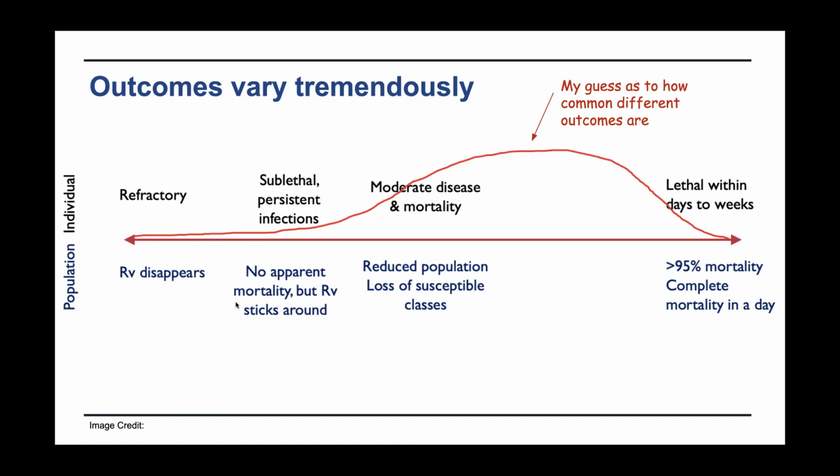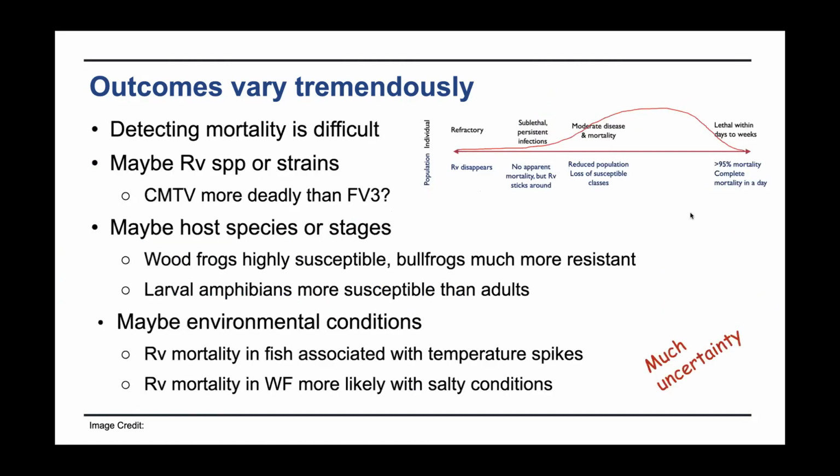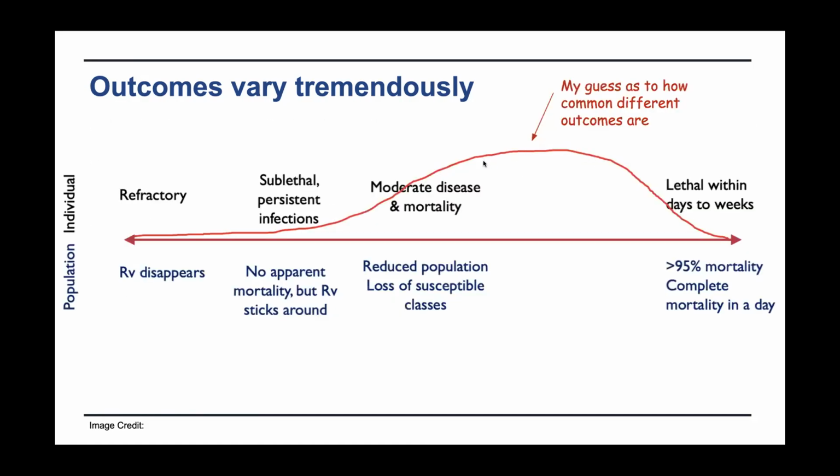And below this line, we can kind of see the population level consequence. This can range from essentially ranavirus disappears to we can see ranavirus sticking around, but without any mortality. We can see moderate mortality and loss of some fraction of the population. To at the extreme, we can see there have been cases where it seems like the entire larval population disappears within a day or is dead within a day. This is sort of my gut feeling about how common these different types of outcomes are.